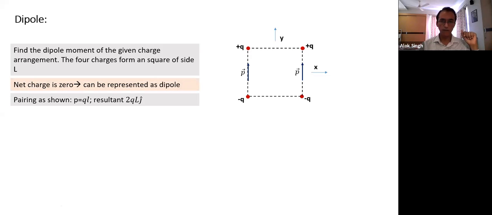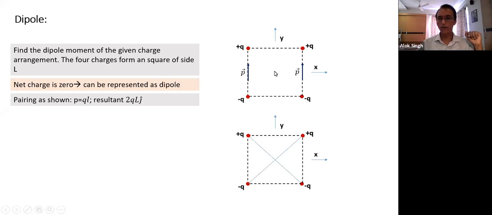What happens if we pair in a different way? First of all, we pair in this way. Where should I place the dipole here? One dipole is here, other dipole is here. So the resultant direction is upwards. Okay, we can place it here, but their position is not common. The other way of thinking would be to pair like this.